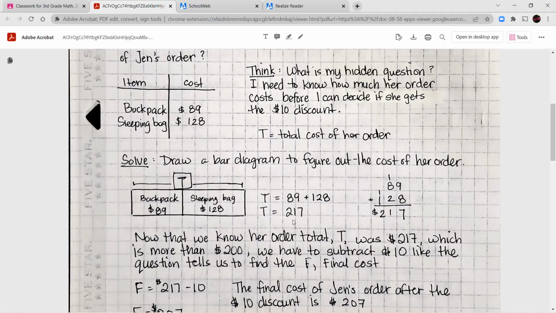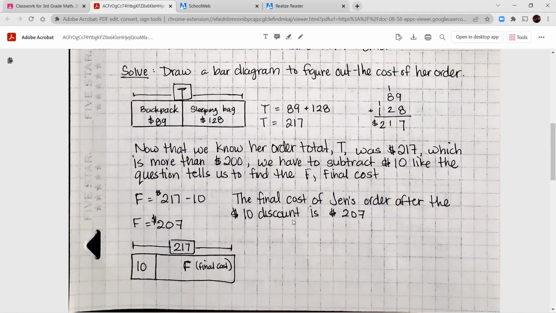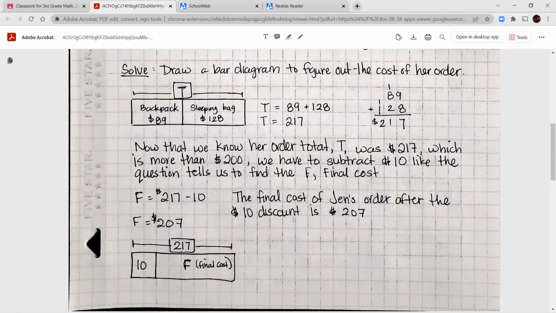Her final cost, F, is going to be $217 minus that $10 discount. So here I drew another bar diagram and I wrote an equation. F equals 217, which was the total, minus the $10 discount.